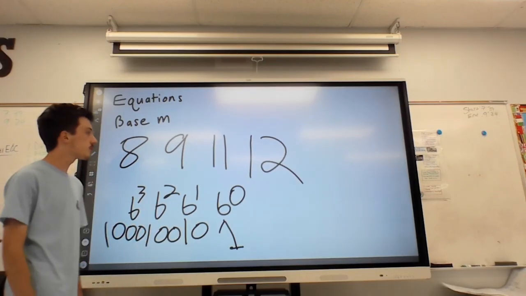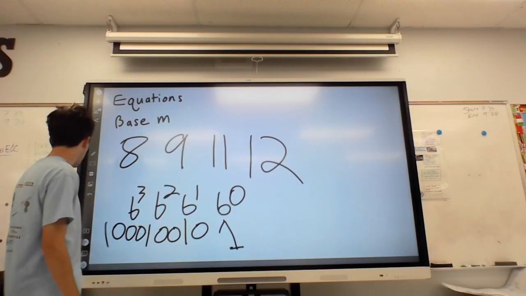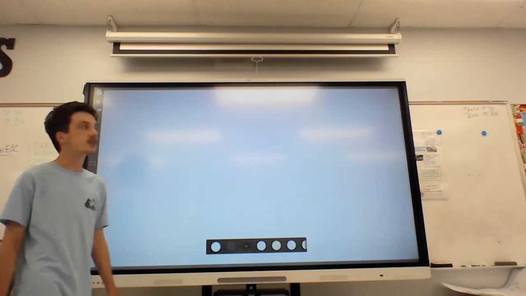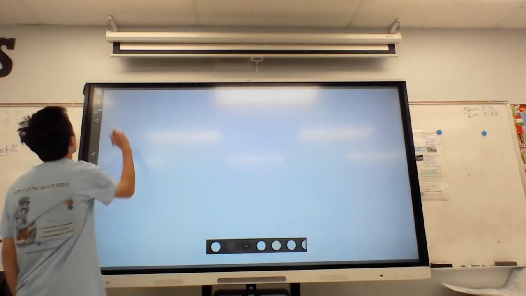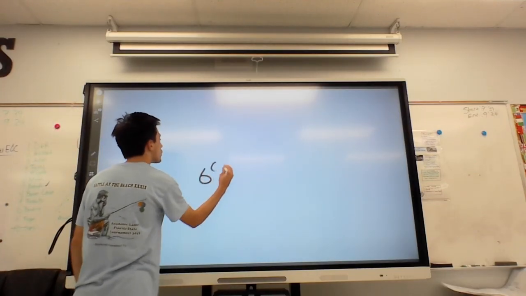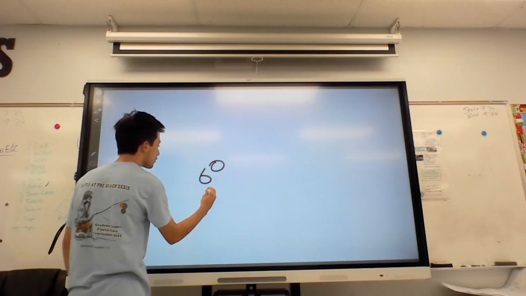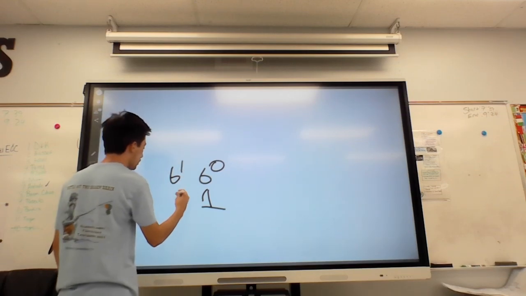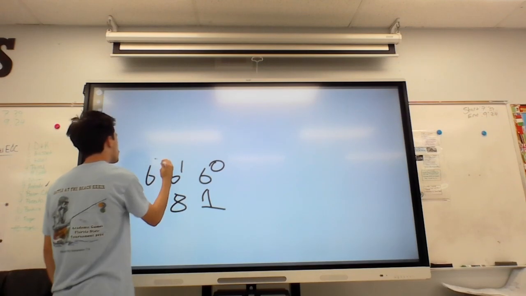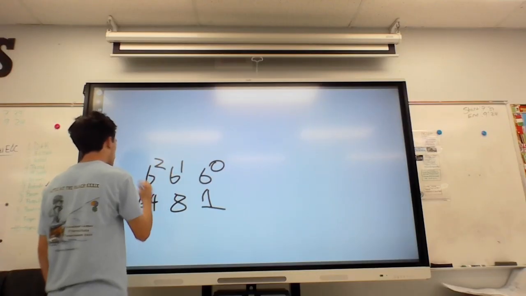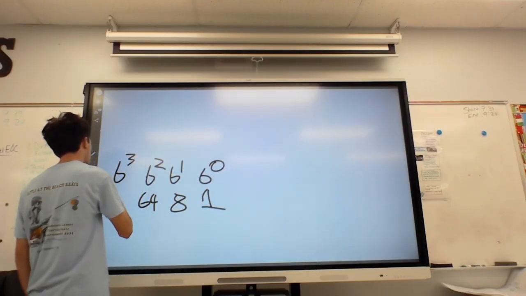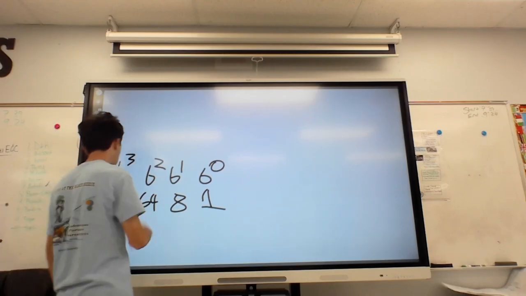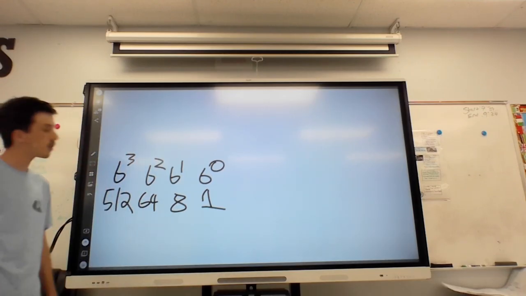But what happens when we change it to base 8, base 9, base 11, or base 12? Well, we'll have base to the 0, 8 to the 0, still going to be the ones place. We'll use base 8 as an example. Base to the 1, 8 times 1, the 8s place. Base to 2, the 64s place. Base to 3, the 512s place.